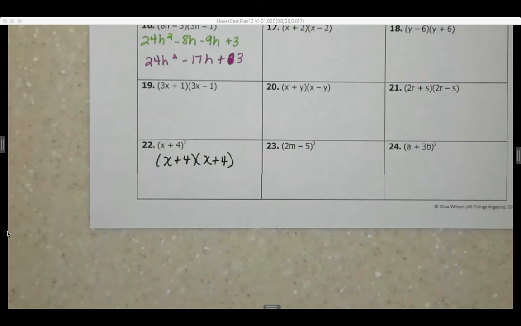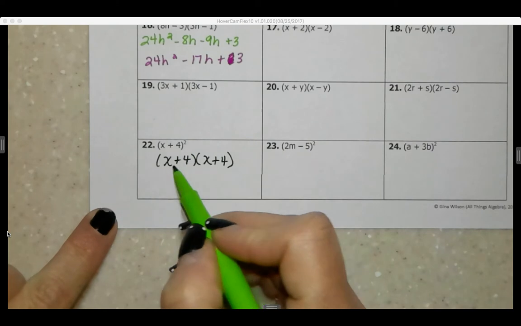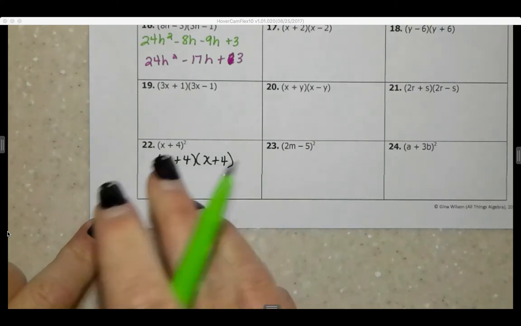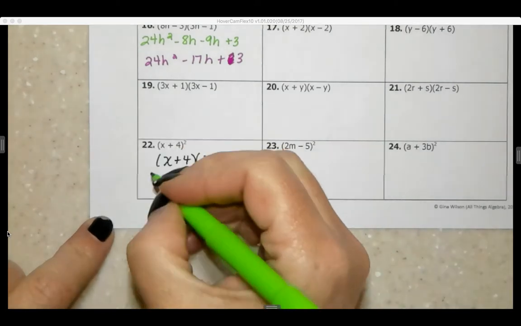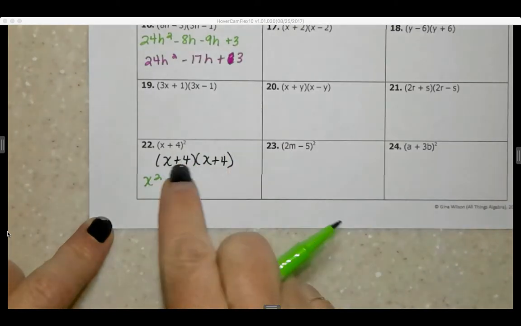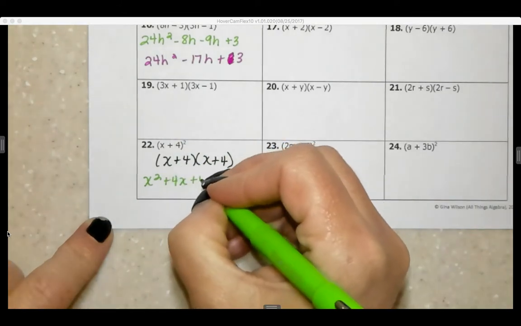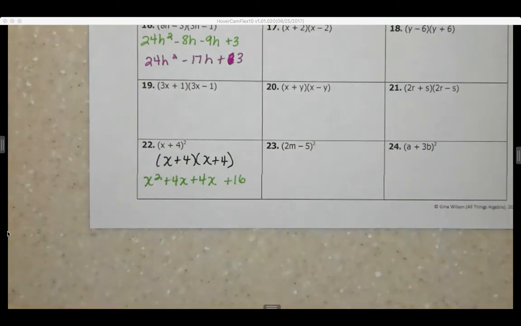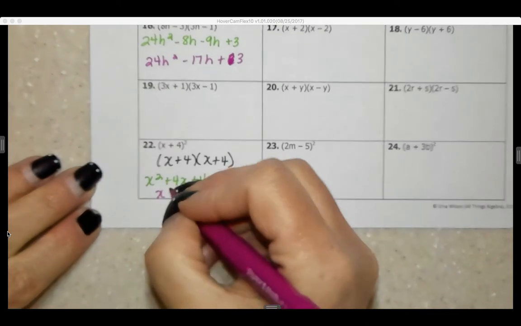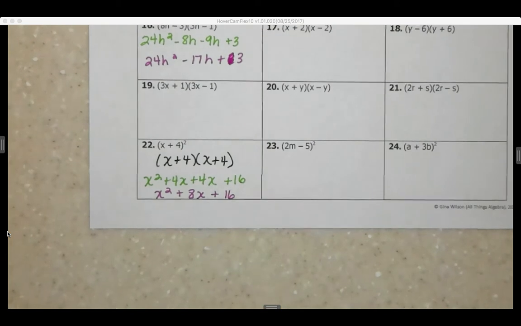So it's still FOIL method, first, outer, inner, last, which is a little difficult to see when it's only written like this. So I would suggest you spread it out into 2 separate binomials so that you can follow FOIL method. First is going to be x squared. Outer is plus 4x. Inner plus another 4x. And last is plus 16. And those like terms in the middle go together. I think you're probably catching on by now. And standard form, good to go.